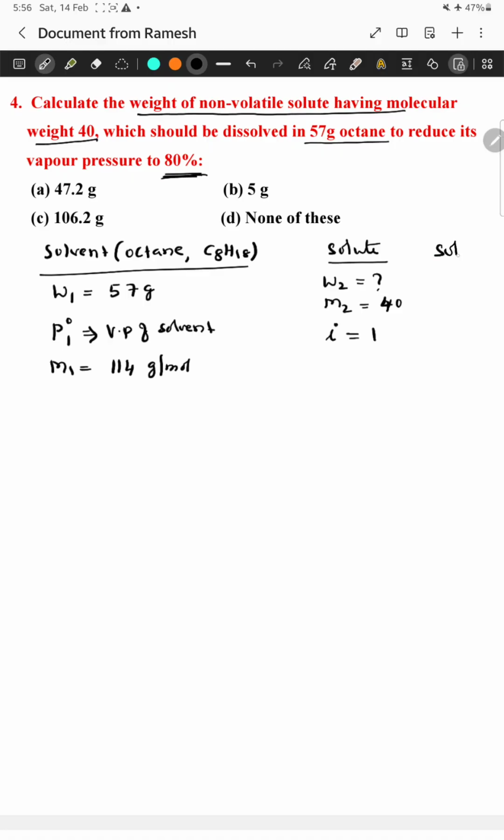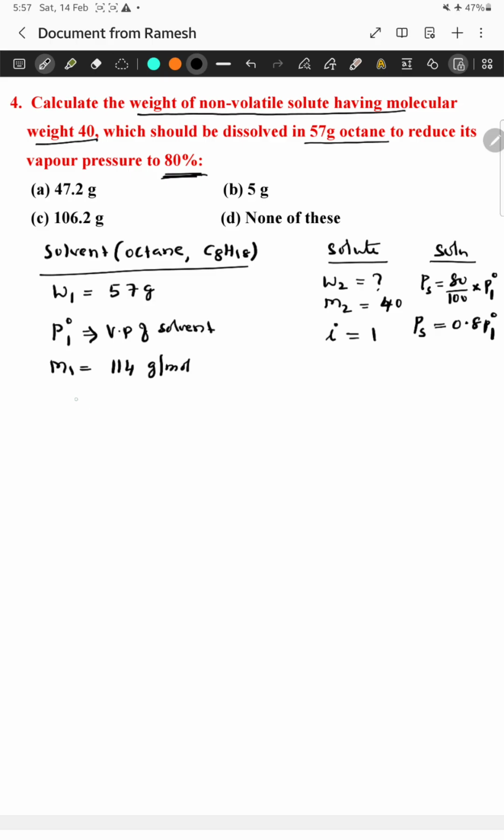Now, in addition to that, they have given that the vapor pressure reduces to 80%. That means the vapor pressure of the solution will be 80% of the initial. 80% means for 100 it is 80. We have assumed the initial vapor pressure of the solvent as P01, so 80% of initial means 80 by 100 times P01. That will be the vapor pressure of the solution, which I will call PS, equal to 0.8 times P01. These are all the given information.